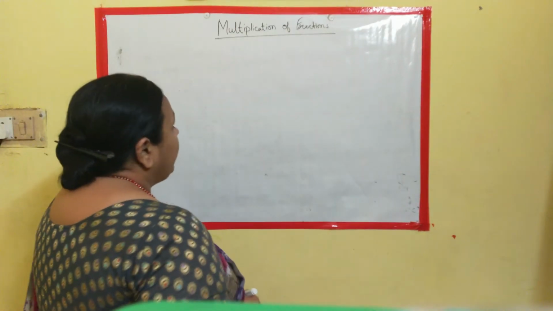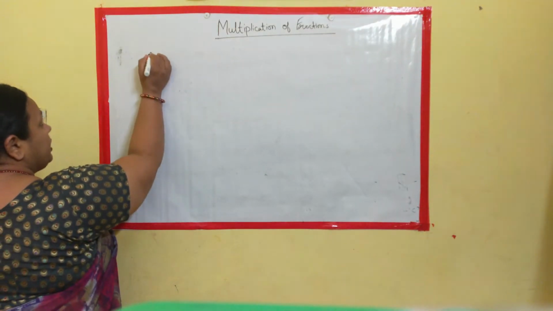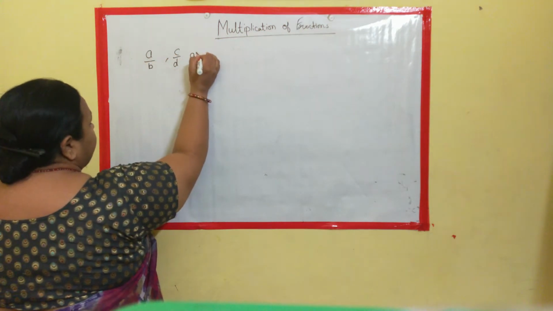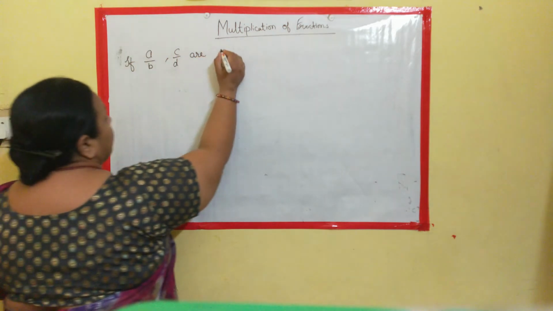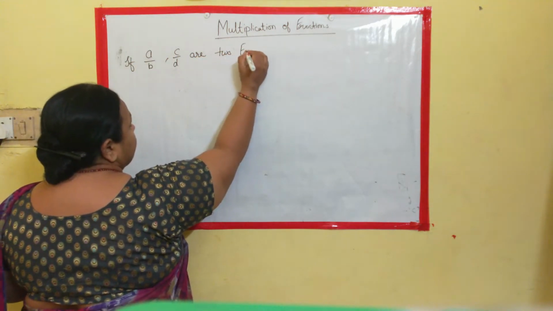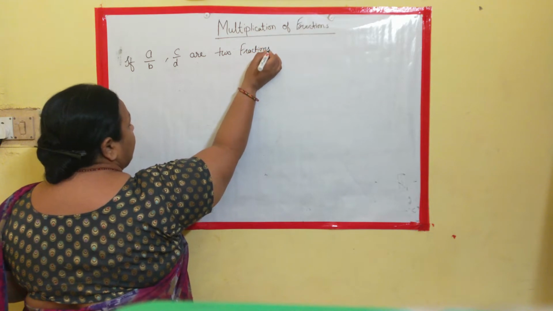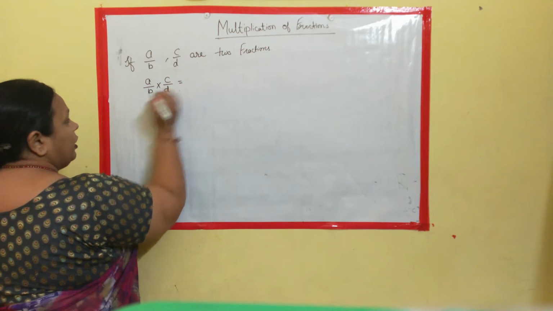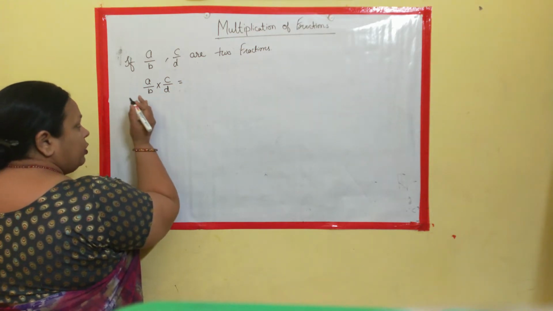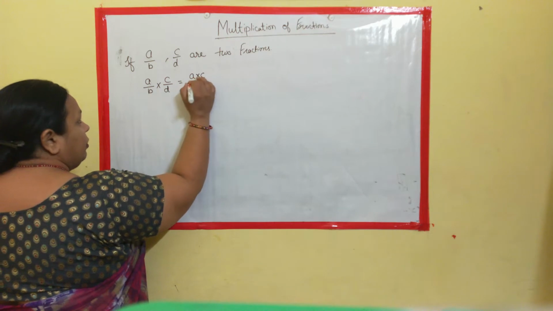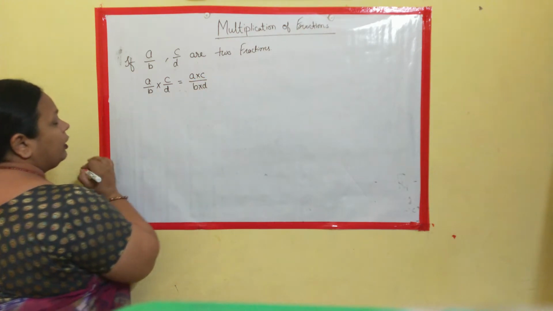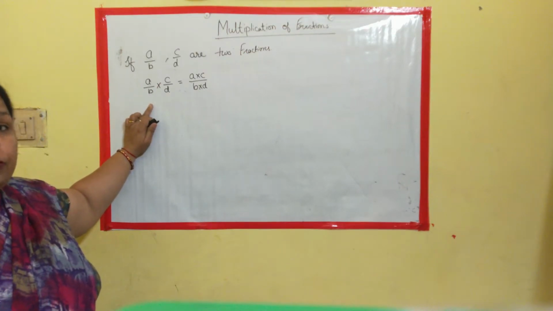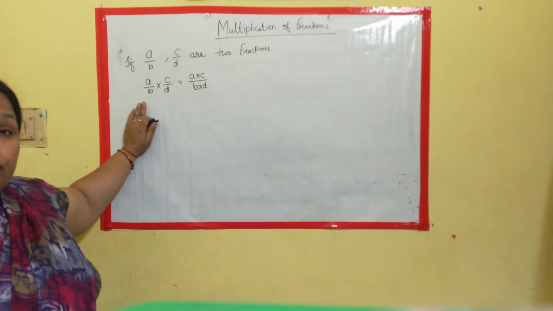Clear? Now regarding multiplication of fractions, if A by B and C by D are two fractions, then multiplication of fractions says that as per the rule, this is A into C by B into D. Clear? That means product of the numerators upon product of the denominators. But a few rules are to be followed.